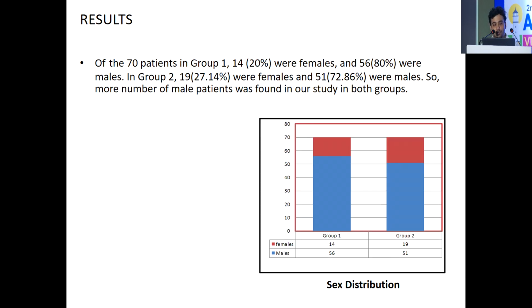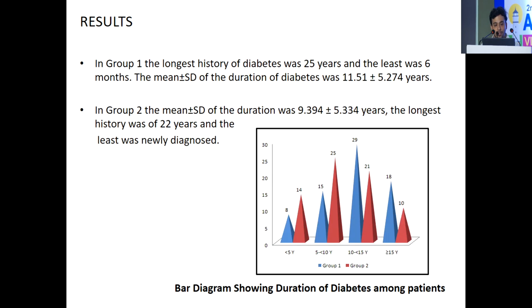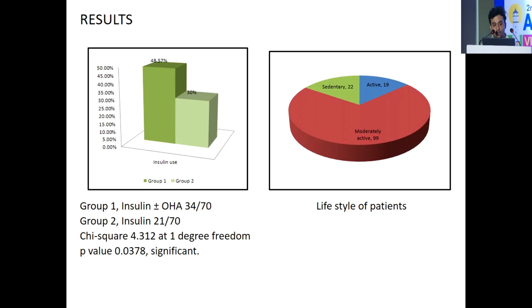Out of 70 patients in group 1, 14 were female and 56 were males. In group 2, 19 were female and 51 were male. So more male patients were found in our study in both groups. In group 1, the longest history of diabetes was 25 years and the least was 6 months. So the mean duration is 11.51 years. In group 2, the mean duration is 9.39 years. The longest history was 22 years and the least was a newly diagnosed diabetes patient.